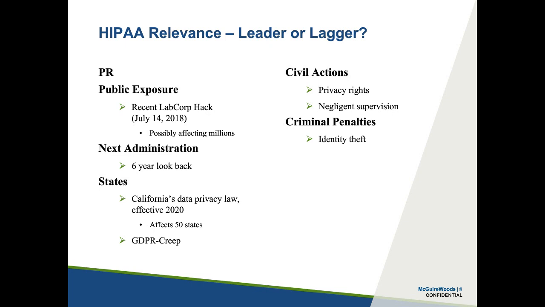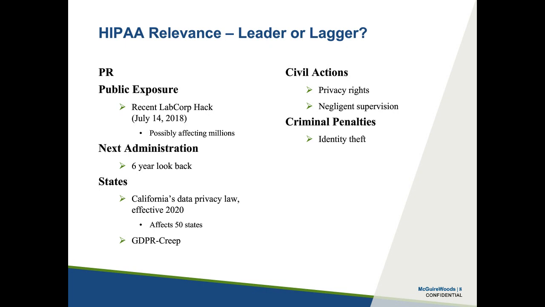And if they fail to meet that standard, there certainly could be some other cause of action that will take the cake. For example, an employer might have negligent supervision if one of its employees violates HIPAA and it's a HIPAA entity. We've seen that time and time again. So even though OCR might not be as active as we've seen in the past, or potentially could be in the future, we understand that this still could trigger civil actions, criminal penalties like identity theft.